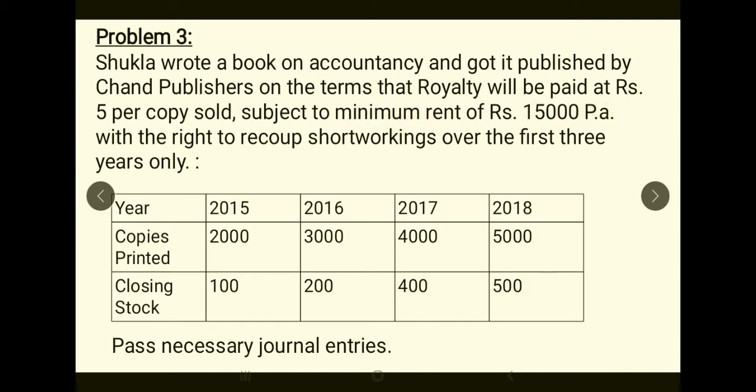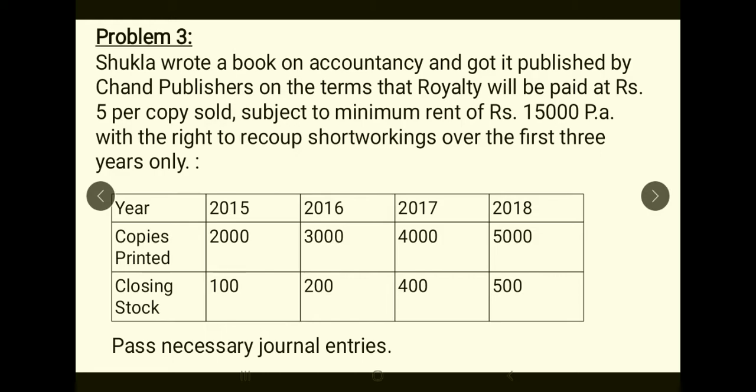Minimum rent is 15,000 per annum. Right to recover short workings is first 3 years only. Okay, so only first 3 years you can recover the short workings. Pass necessary journal entries. That means you don't have to prepare any minimum rent account, or minimum rent account is not required in this problem. Necessary journal entries means minimum rent account not required. If minimum rent account is required, they will specifically give prepare minimum rent account.